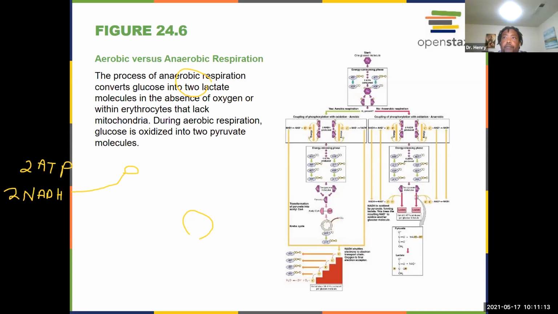So during anaerobic respiration, instead of converting glucose into pyruvate, you're going to be converting glucose into lactate, okay? So lactate is also a 3-carbon ring structure. The structure's very similar. They have the same chemical likeness, but they behave differently because of the structure that they have. Does that make sense? Yes. Okay.